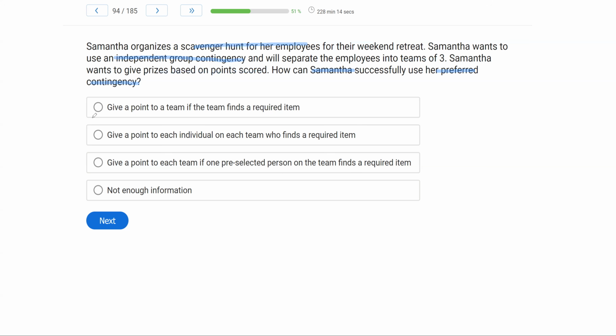So what we have here is a situation where Samantha wants to use an independent group contingency, which focuses on the individual rather than the team or a specific individual. So Samantha might give a point to each individual who finds a required item. So group contingencies, it's all about identifying how is reinforcement earned? Who is earning the reinforcement for who?